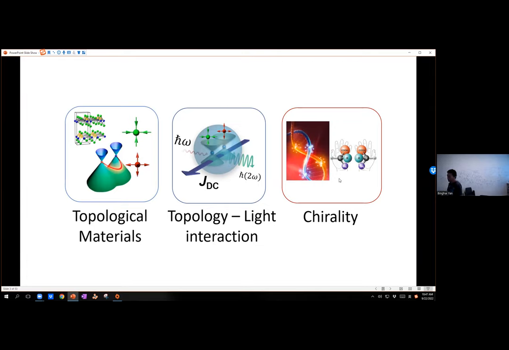Chirality, especially as related to chemistry, is about chiral atomic structure. And what is the consequence of chirality for electronic properties? What I will show you is that there might be interesting topology driven by these chiral structures.